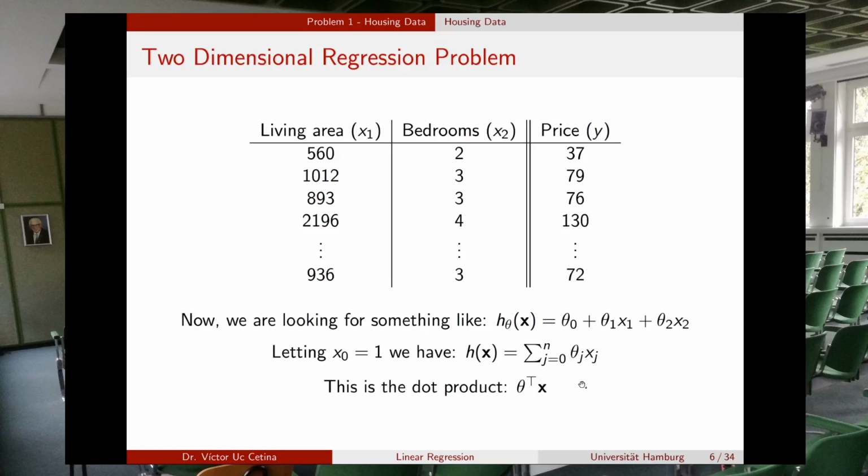Now, if we use linear algebra notation and we store this theta 0, theta 1, and theta 2 in a vector, and we do the same with x0, x1, and x2, then we can rewrite all this expression as the dot product of the transpose of the vector theta and the vector x. So this is an even more compact way to represent our hypothesis.